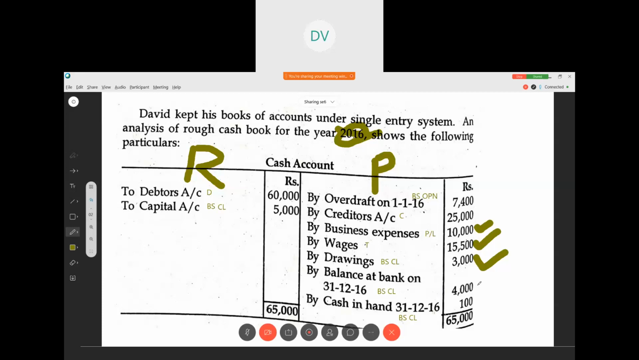Next, balance sheet cash on 31st 12 2016, that is year end. They have given bank balance. So closing balance sheet. So closing date. Cash in hand, closing balance sheet. Is that clear? So first thing you should identify which item goes where.